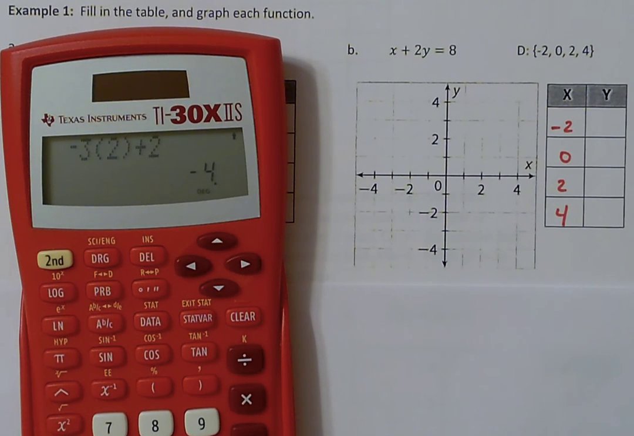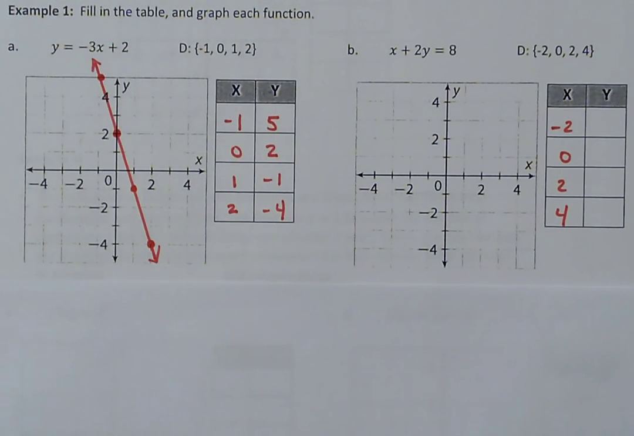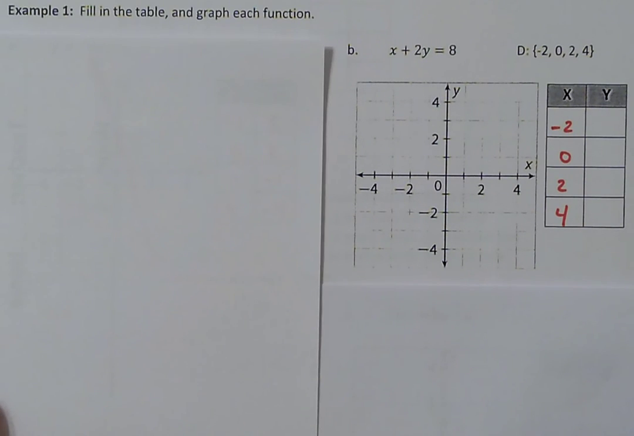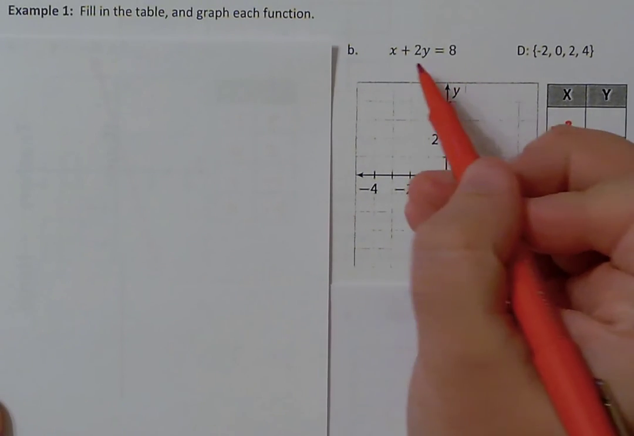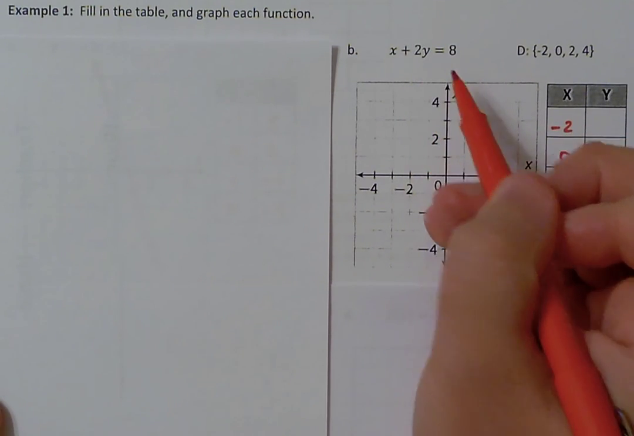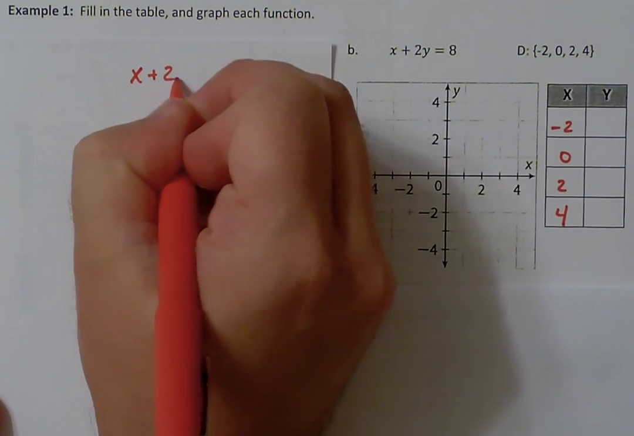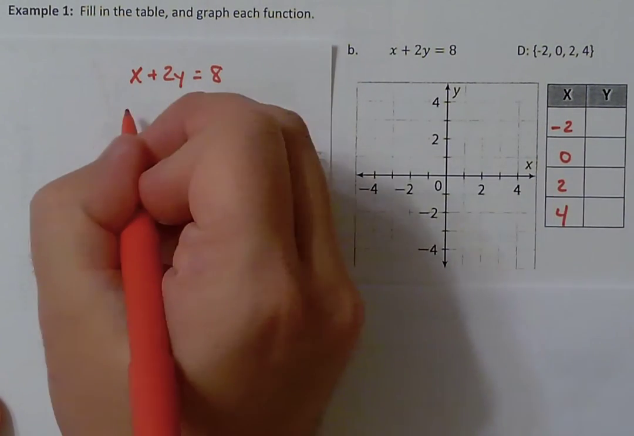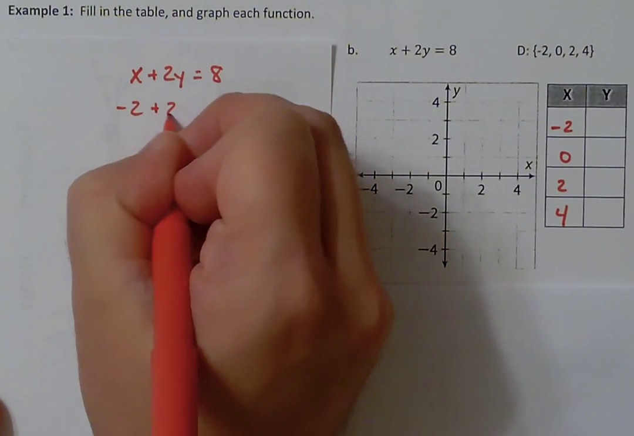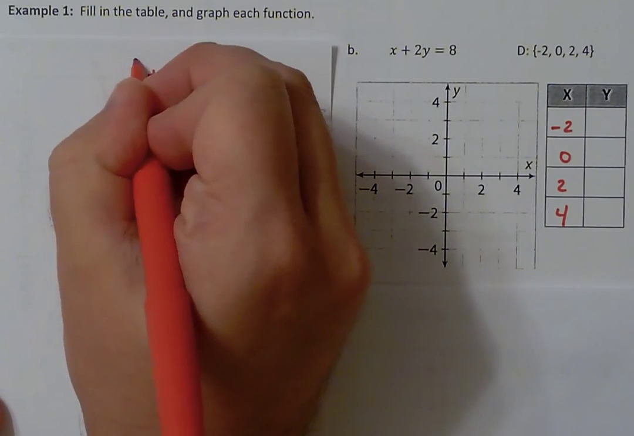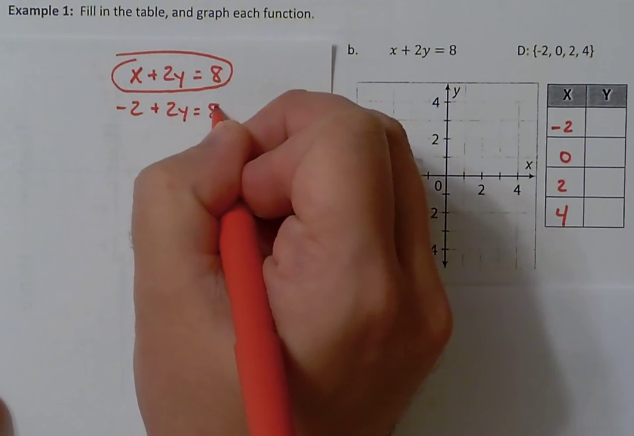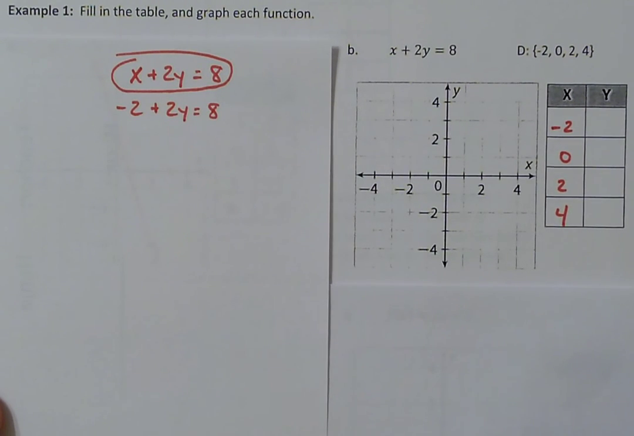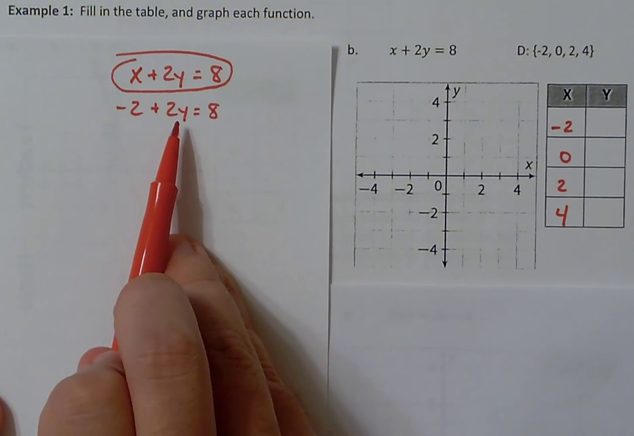Doesn't matter how you would like to do this. For the first point, I'm going to show you how you set it up, and then I'll show you how we can do this a little bit quicker. So the first way, and I'm going to pull out another piece of paper to set up, we have x plus 2y equals 8. That's going to be my starting point. My first value for x is negative 2. So I'm going to plug negative 2 in for x. And what I need to do from there is just solve for y.